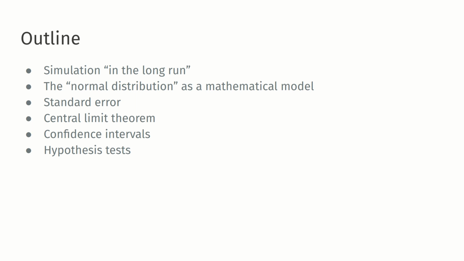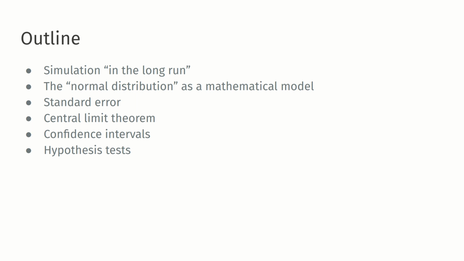So in a sense, the normal distribution is a way to figure out what a sampling distribution would look like in the long run if we were able to do many, many thousands of simulations. And to use the normal distribution as a model for how these simulations would look in the long run, we need to define a couple of terms.